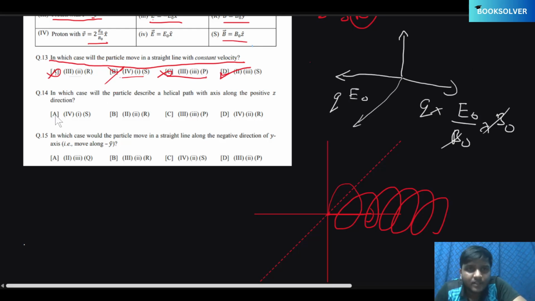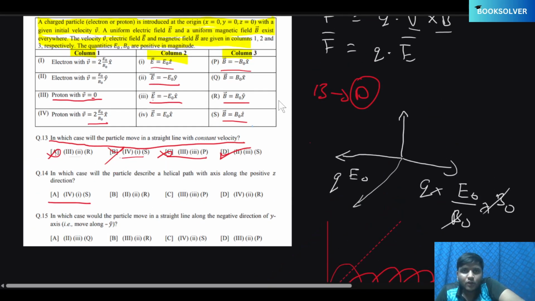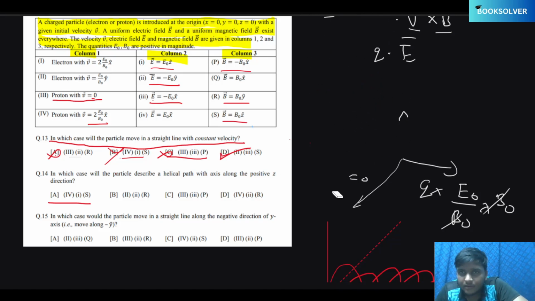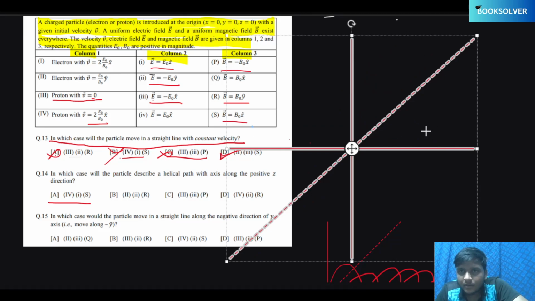So let's check for this option here for 4, 1 and S. So now what will happen in 4, 1 S? So let's start, like I can erase all this here. Okay. And let's draw a fresh graph here. So it will be here.